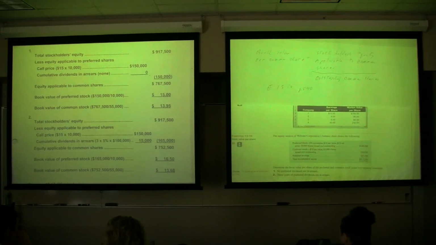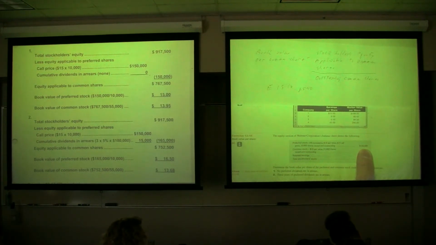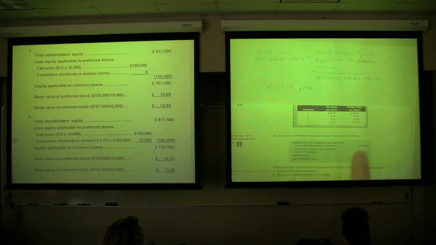So what you're doing is you're saying that here's the total stockholders' equity, and you take out what's due the preferred first, what's left over goes to the common. And if it's cumulative, then they owe $5,000 every year. 3 years in arrears, 3 times 5,000. So in this case, it's 5% of the par value, right? And that's $5,000. 3 years in arrears, 3 times 5 is 15.